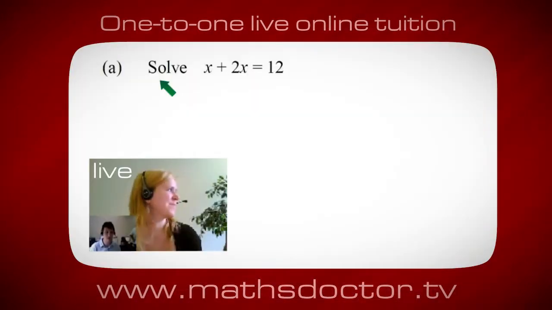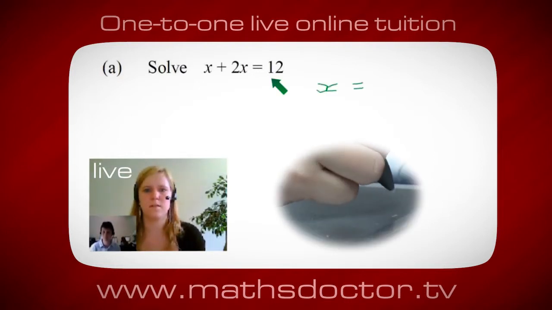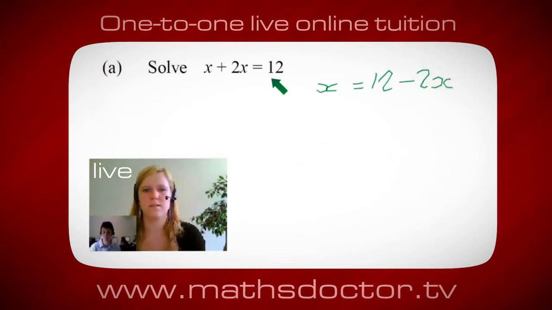Okay, Mary, so let's have a look at this one. So solve x plus 2x equals 12. So what do you think you do first? Okay, well, I want x on its own, so I would put x equals 12 minus 2x. Okay, so a lot of the time we want to get x by itself, but what we want to do first is get all of these x's together. So can you see anything we can do with this?